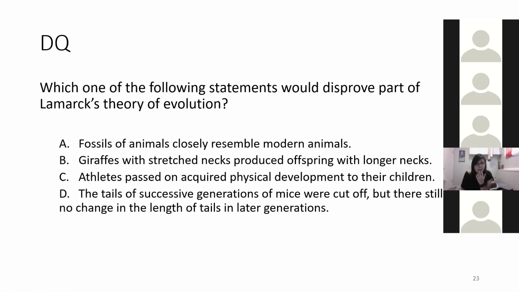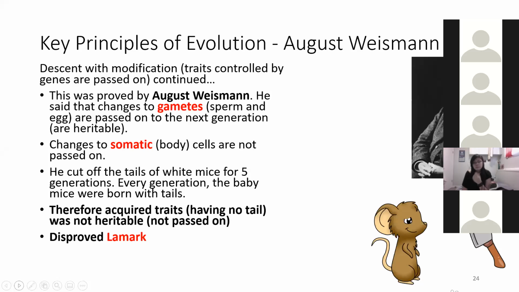Lamarck would have thought if you did that for enough generations, you just kept cutting their tails off, docking their tails like they do on, I think, boxer dogs, anyway, it would disappear. Which brings us to our next guy, August Weismann.